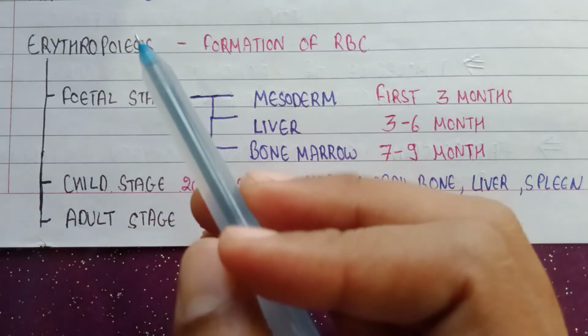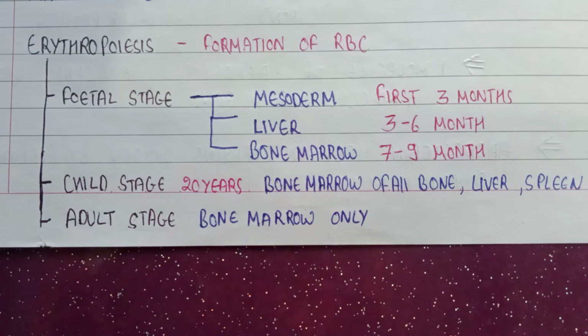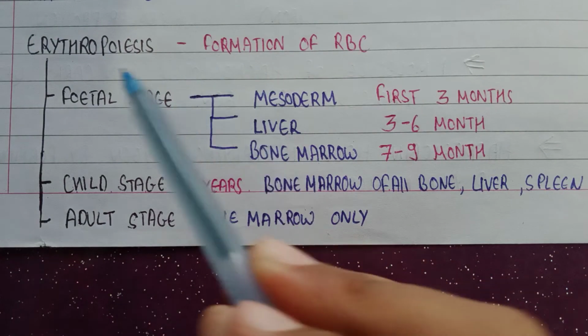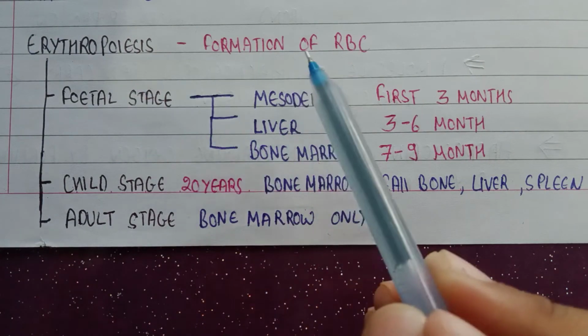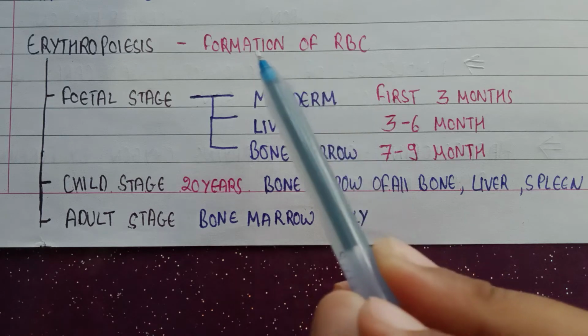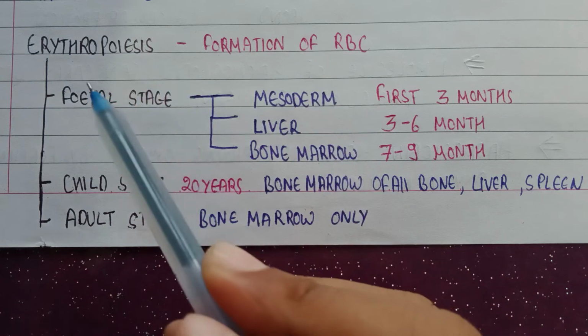Erythropoiesis is the process of formation of RBC. So let's know about erythropoiesis.